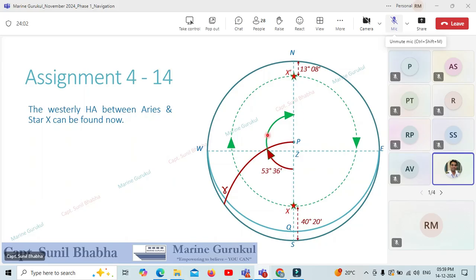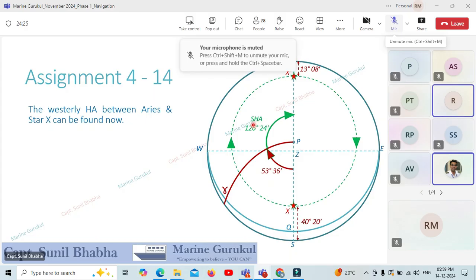Now we can easily measure this particular angle, the green color angle in the diagram. What is this green color angle? It is the angle at the pole contained between the celestial meridian of Aries and the celestial meridian of the star. And this is the definition of SHA. So the SHA of this particular star can now easily be found.